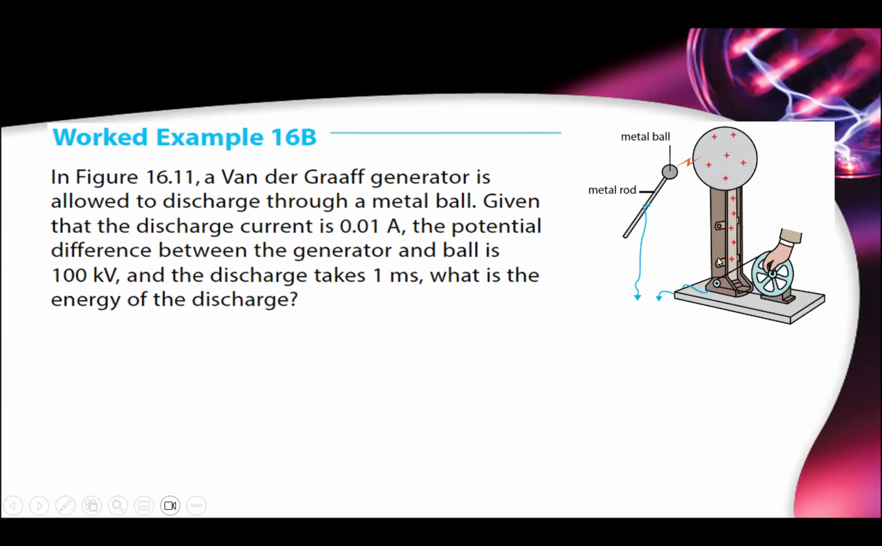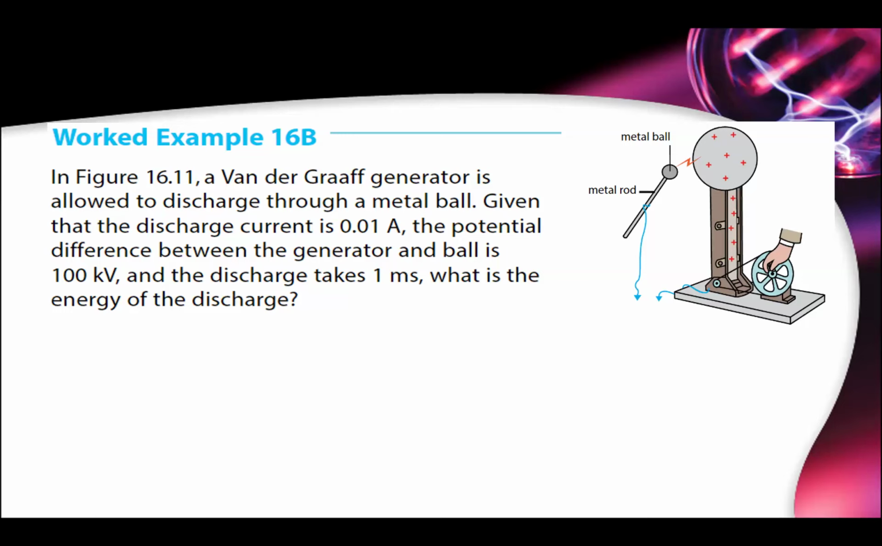Okay, in this diagram, there is a Van de Graaff generator. It is allowed to discharge through this metal ball. The discharge current that flows through this metal ball down to the ground is 0.01 ampere. The potential difference between the generator and the ball is 100 kilovolts. The discharge takes 1 millisecond. What is the energy of the discharge?